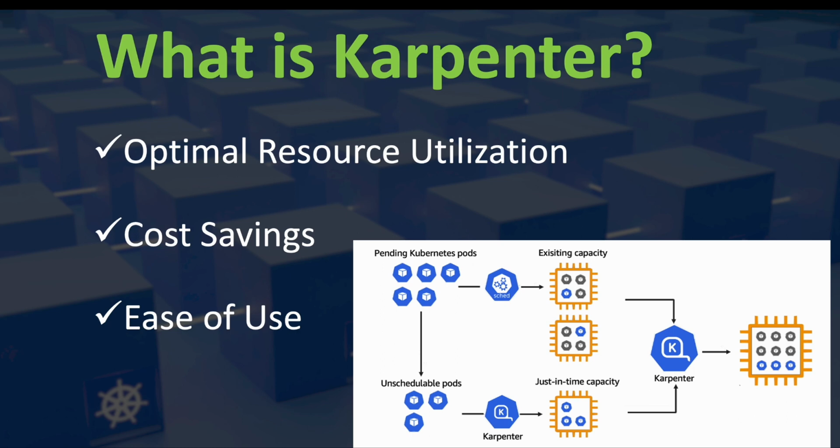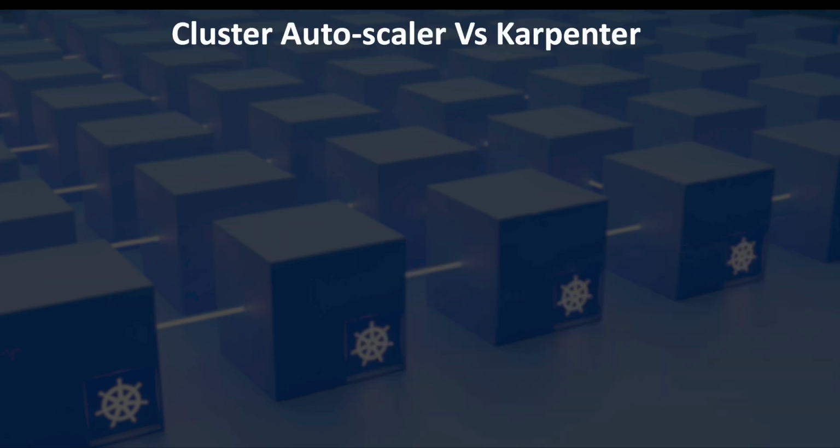Then ease of use. Karpenter is really easy to install. You can use Helm and configure that. We'll go to the architecture and the configuration. Compared to that, cluster autoscaler runs based on the AWS autoscaling concept, and it is a little bit difficult to manage compared to Karpenter. So let's check what is the difference between cluster autoscaler and Karpenter and why we use Karpenter.